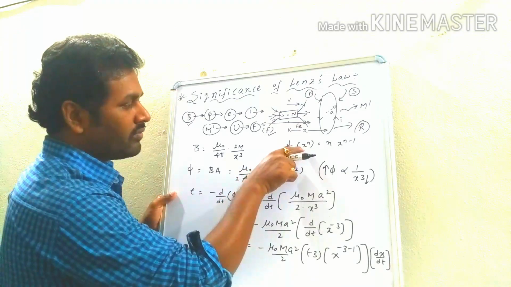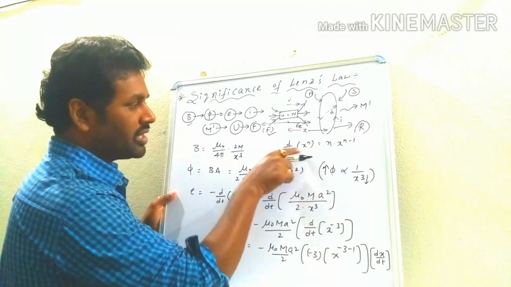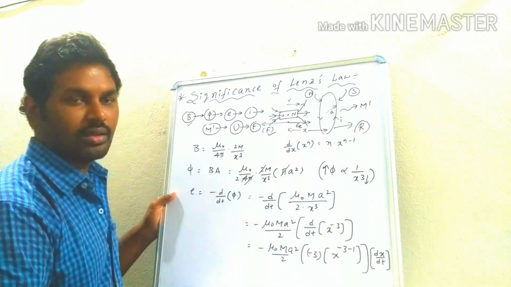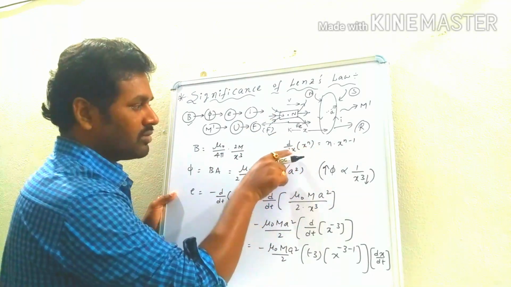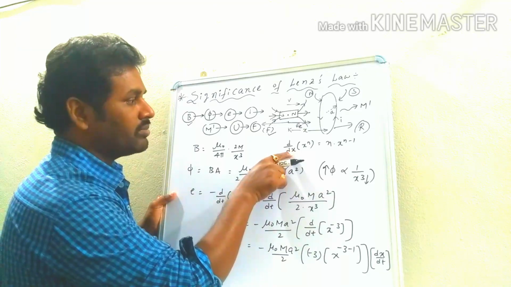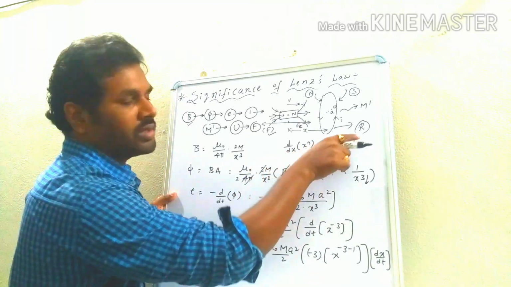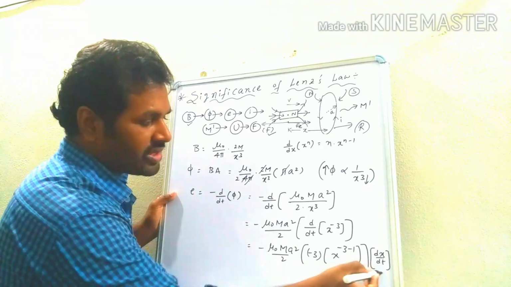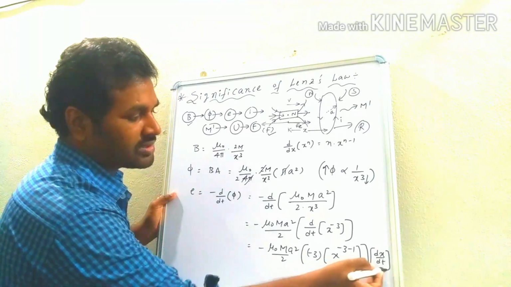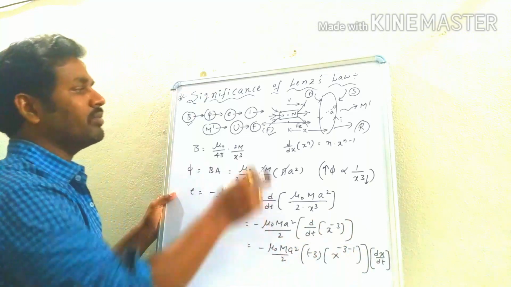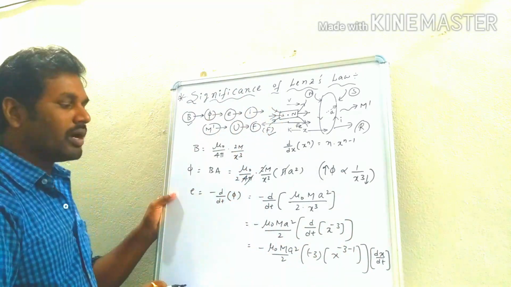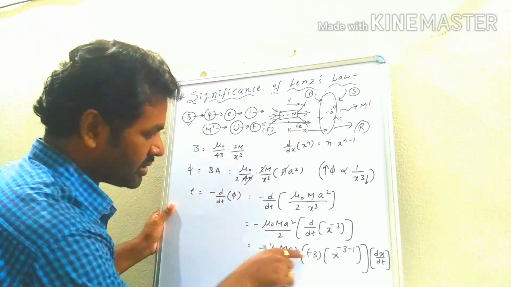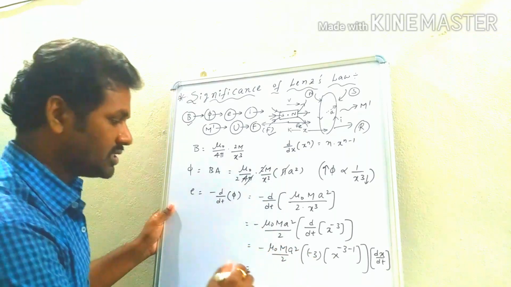Here the variable is x, and differentiating with respect to x, you will get n into x power n minus 1. The variable is x, but we are differentiating with respect to time, so you will get n into x power n minus 1 into dx by dt also. So take care of this last expression, dx by dt, which is nothing but the velocity of the bar magnet. And finally you will get, minus becomes positive.